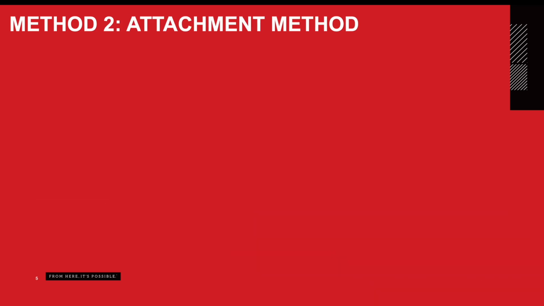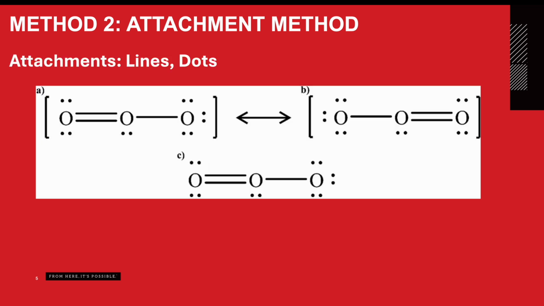The second method is called the attachment method, and it can be better for visual learners. So first, let's define what attachments are. Well, they're simply lines or dots. So every time you see a line or a dot, that counts as one attachment. It's pretty simple. To determine the formal charge, all you do is subtract the number of attachments you see from the atom's number of valence electrons. So let's do it for the same ozone molecule.